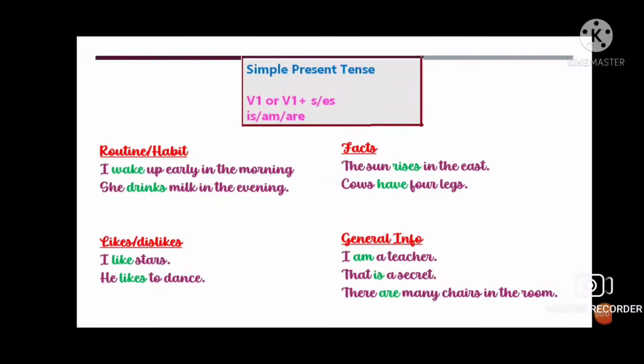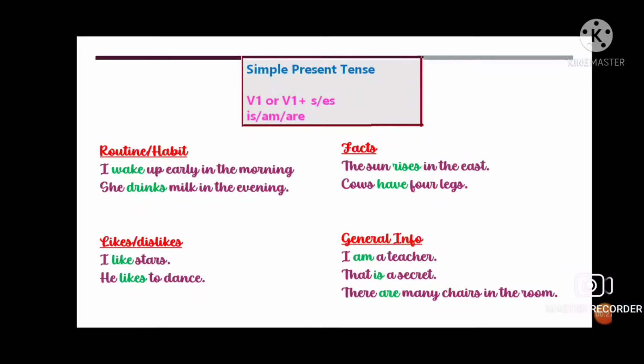Starting with simple present tense, it takes the form V1 or V1 plus s or es, is, am, are, to. There are four different ways of using simple present tense. First, routine or regular habit. Examples: I wake up early in the morning, she drinks milk in the evening, he does exercises every day. Second, likes or dislikes. I like stars, he likes to dance, she does not like juice.